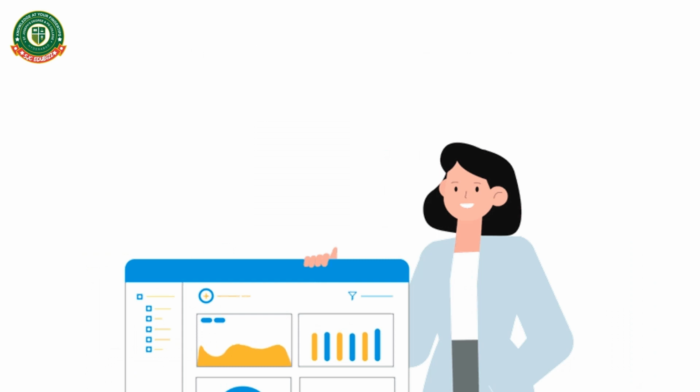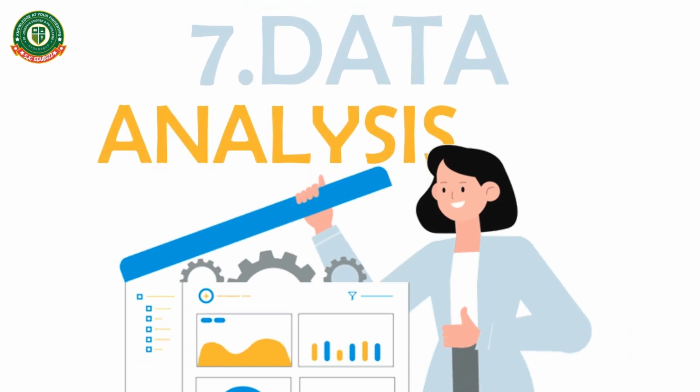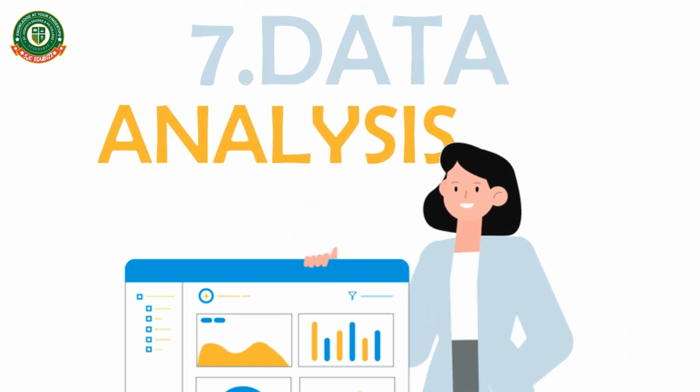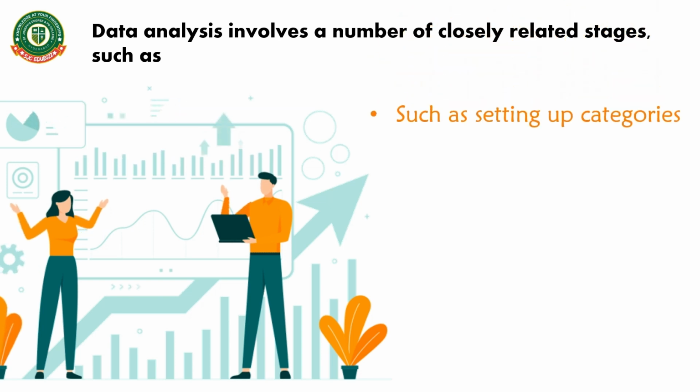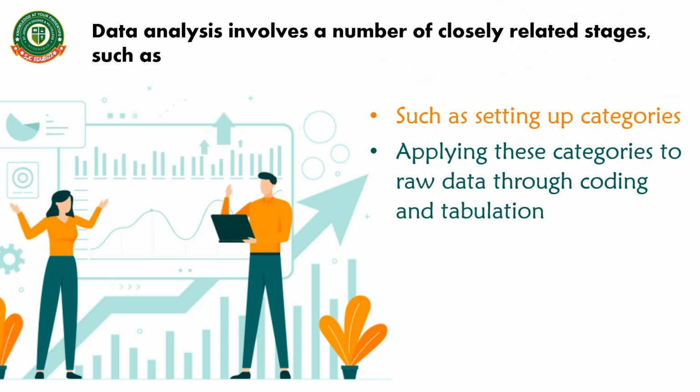Step 7. Data analysis. During research design, the researcher plans data analysis. Data analysis involves a number of closely related stages, such as setting up categories, applying these categories to raw data through coding and tabulation, and then drawing statistical conclusions.